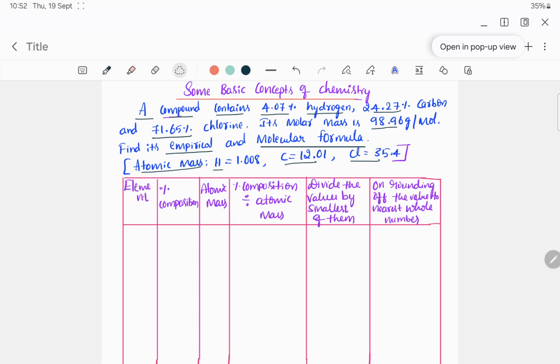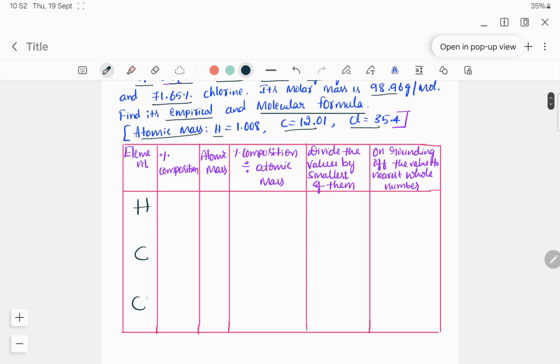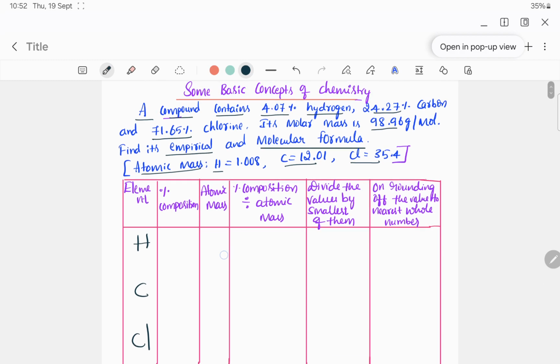First, draw the table like that, with the element column. See which elements they have given. First you need to write down here: a compound contains hydrogen. Write the hydrogen here, H. And next is carbon, C. And next is chlorine. Three elements, hydrogen, carbon and chlorine, they have given.